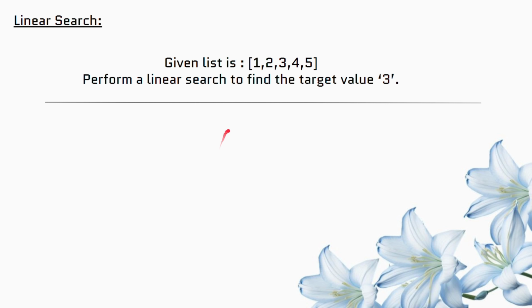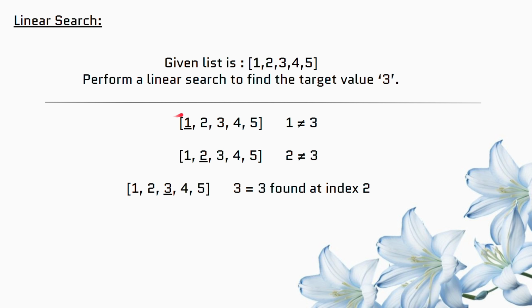So we're given this list, 1, 2, 3, 4, 5, nice and simple, and we're asked to perform a linear search to find the target value 3. So the first thing we want to do is compare index 0 to our target value. 1 doesn't equal 3, so we move on, we rewrite it, compare 2, 2 doesn't equal 3, we move on, we compare 3, which is the same as target value 3. So we found our value, nice and simple. We say 3 is equivalent to 3, found at index 2.